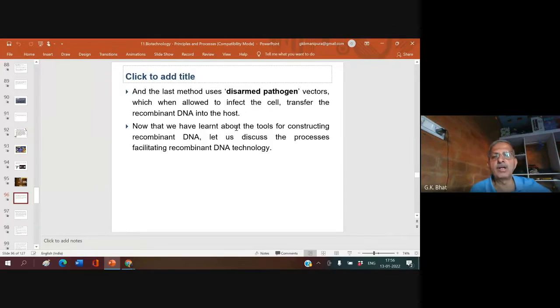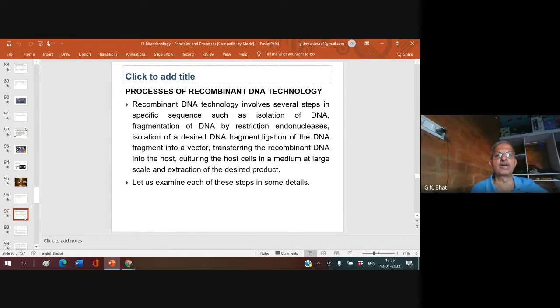Now that we have learned about the tools for constructing recombinant DNA, let us discuss the process of recombinant DNA technology again. That means whatever you have studied, we are just going through once again. So I am not taking much time for this, because whatever you are going to study now is a repetition of what you have studied in the last 3 classes. Let us see that. Okay, 1 minute.